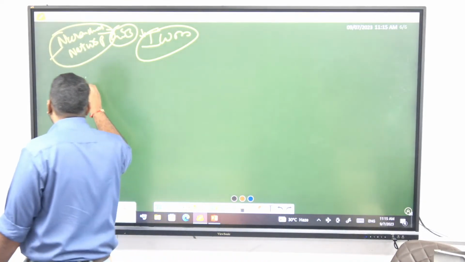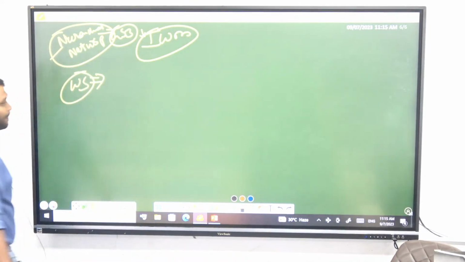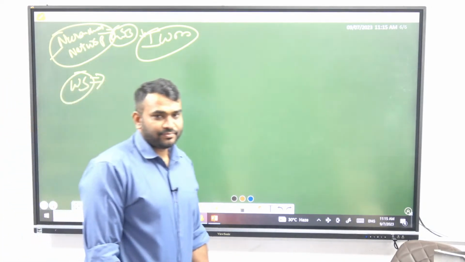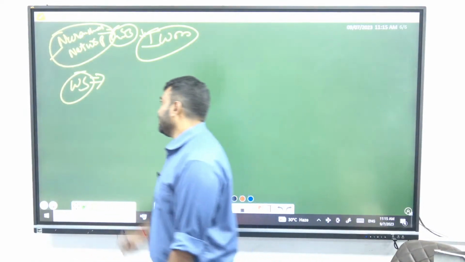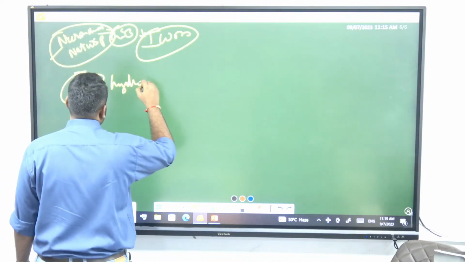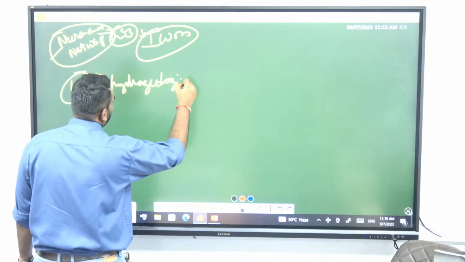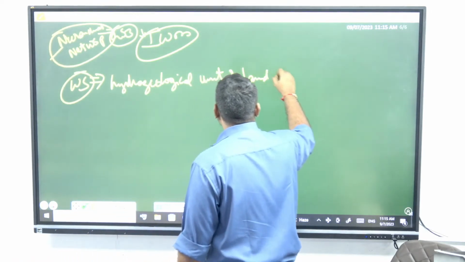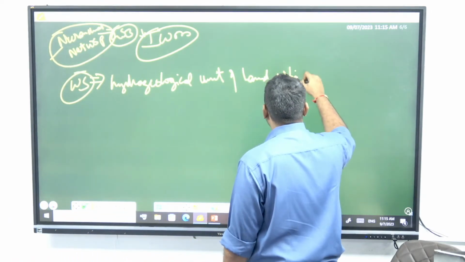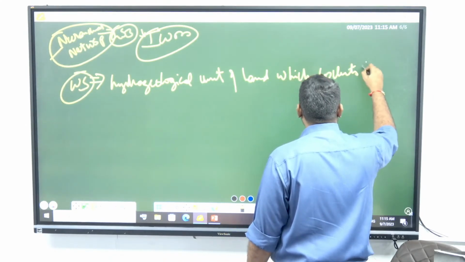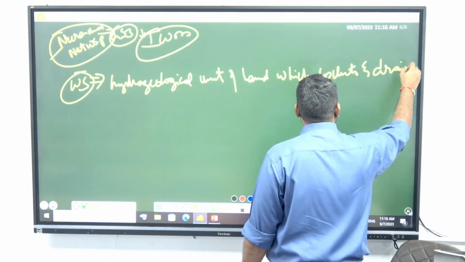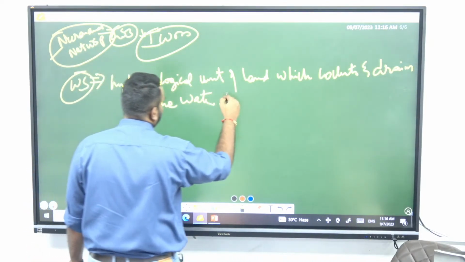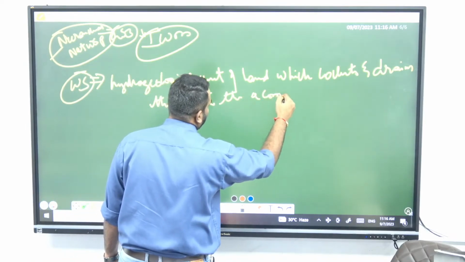First thing is watershed. So what is watershed? Basically, it is a hydrogeological unit of land which collects and drains the water through a common outlet.